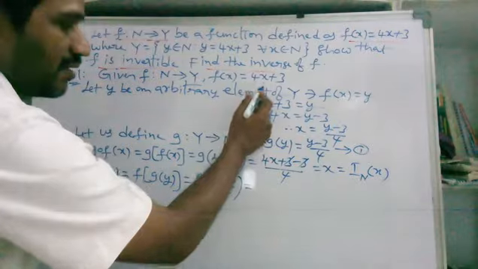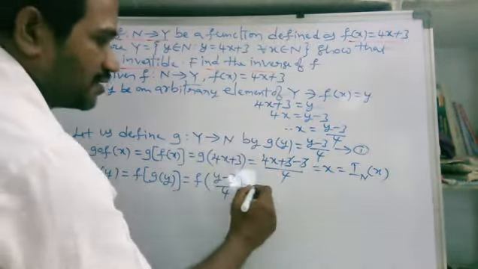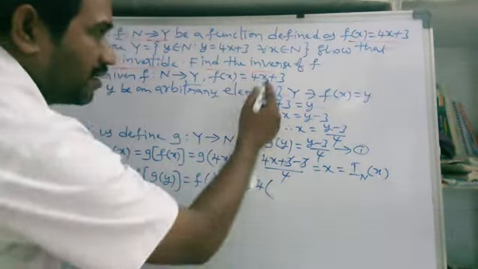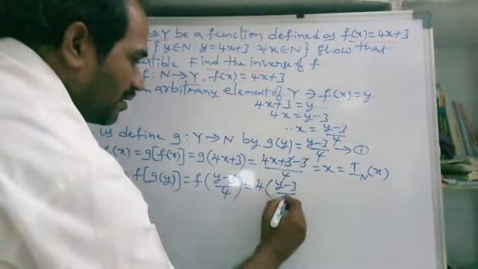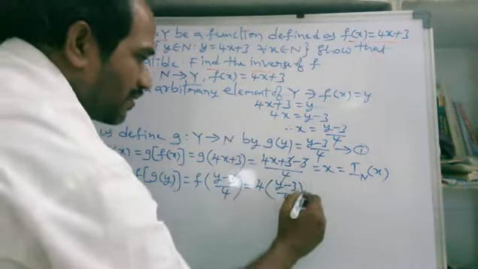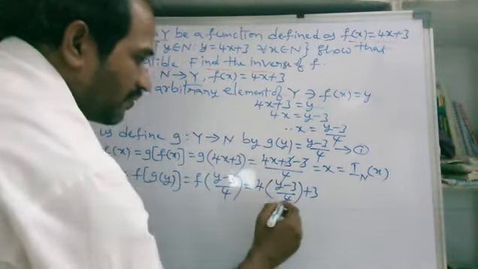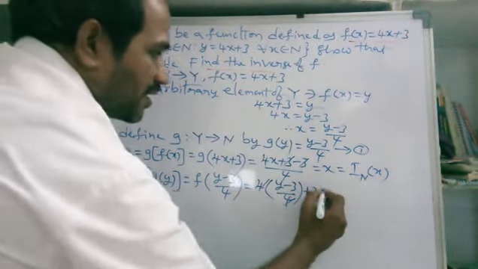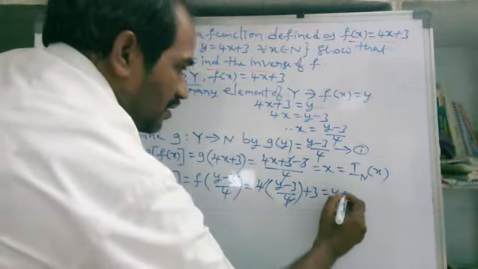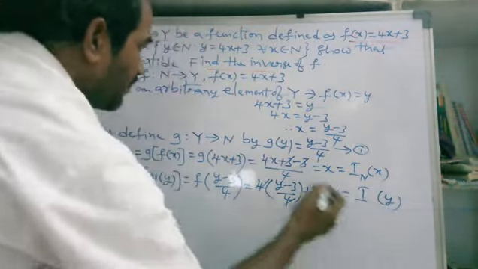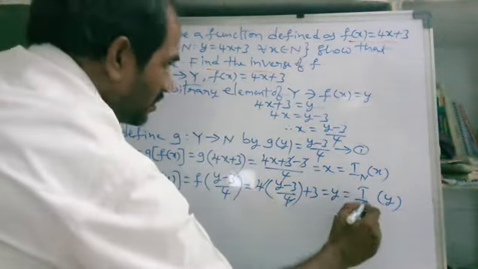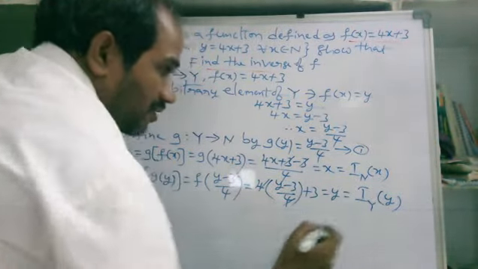replace x by y minus 3 by 4. That is 4 into y minus 3 by 4, plus 3. So the 4 gets cancelled, and minus 3 plus 3 gets cancelled. That is equal to y, which is I of y. In the suffix, write the codomain, which is capital Y.